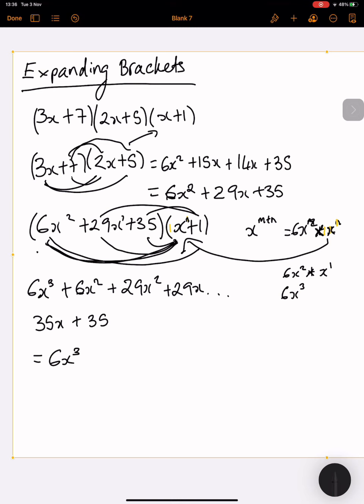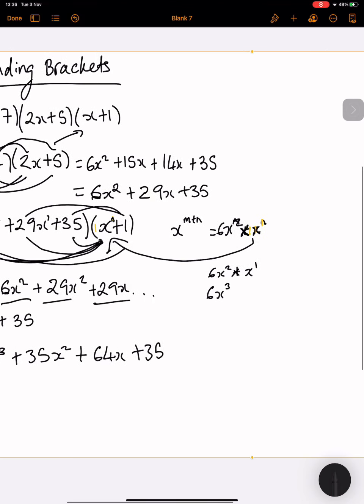So 6x cubed is the only cubed. There are two 6x squareds, which will add together to make 35x squared. Then we've got two lots of x, which adds to make 64x, and a single on its own 35.